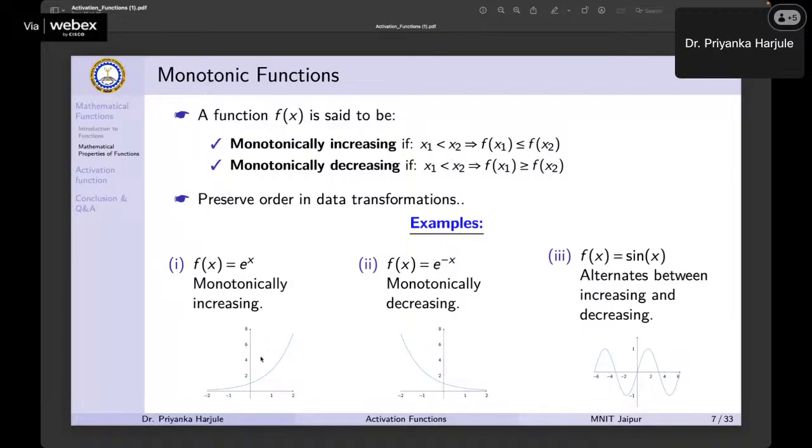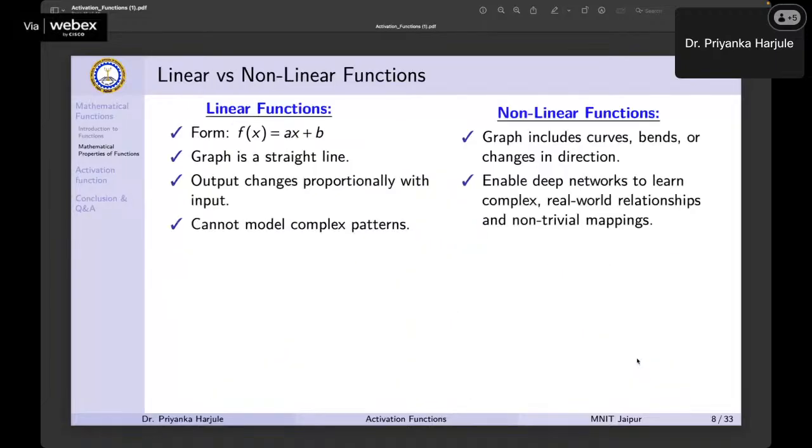Okay. So these are some of the examples. So this is monotonically increasing, this is monotonically decreasing, and this is alternating between increasing and decreasing. So monotonic functions make the data transformations predictable and stable. Okay. So understanding monotonicity is very important in optimization, probability and statistics, and deep learning in order to understand the activation functions. So here we compare the linear and non-linear functions, how they differ in behavior and application.